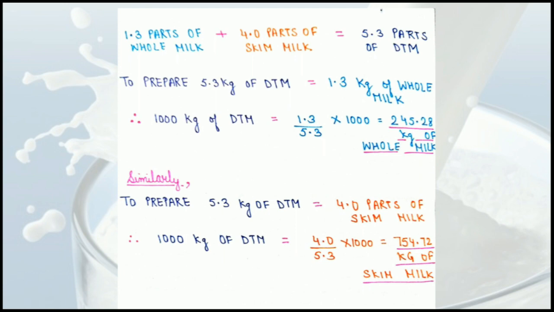Similarly, we can find out the amount of skim milk. To prepare 5.3 kg of double toned milk, we need 4.0 kg of skim milk. So for 1000 kg of double toned milk, we will be requiring 754.72 kg of skim milk. It means 245.28 kg of whole milk and 754.72 kg of skim milk, when mixed, will give 1000 kg of double toned milk.